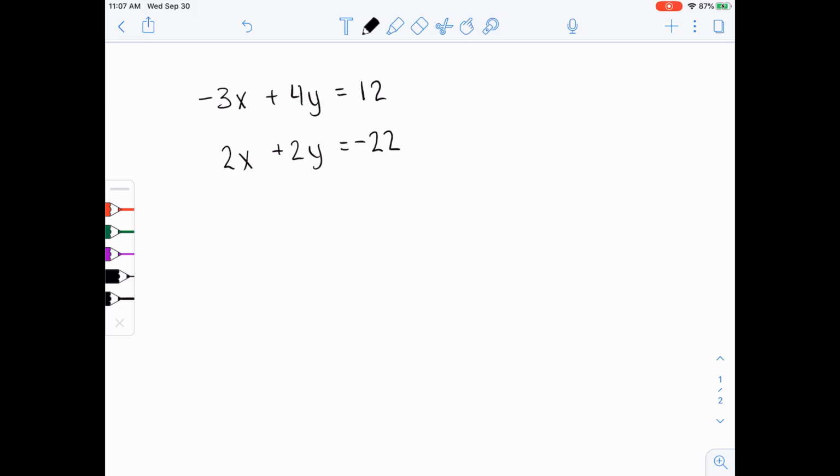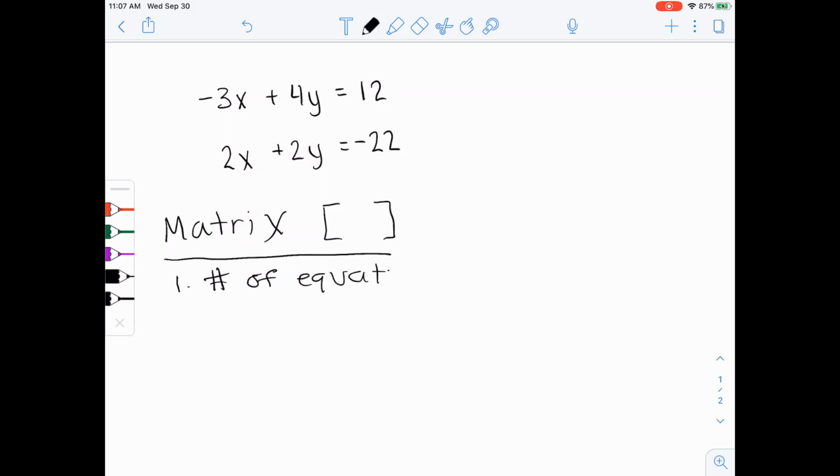Let's learn how to use a matrix to solve a system of equations. A matrix is a simple way where we can organize information. There are two things we need to pay close attention to. One, we need to know our number of equations. And two, we need to know our number of terms.